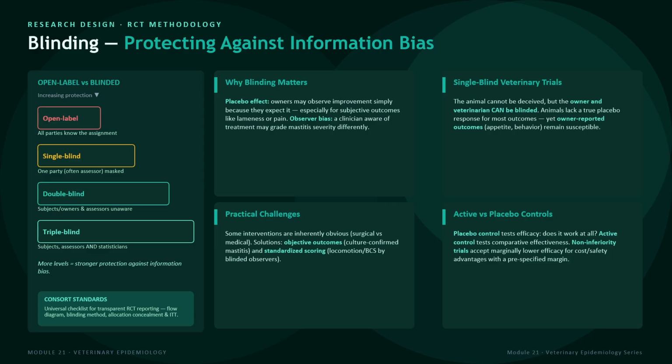In veterinary medicine, placebo controls may raise ethical concerns if an effective treatment already exists. Active control and non-inferiority designs are often more appropriate in those situations.